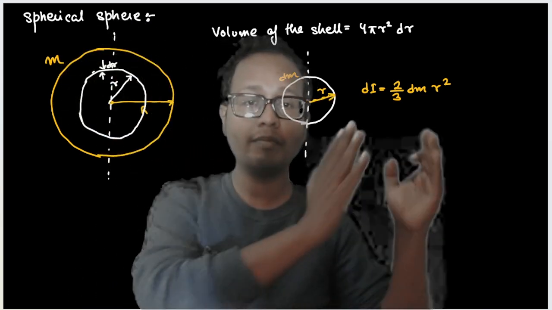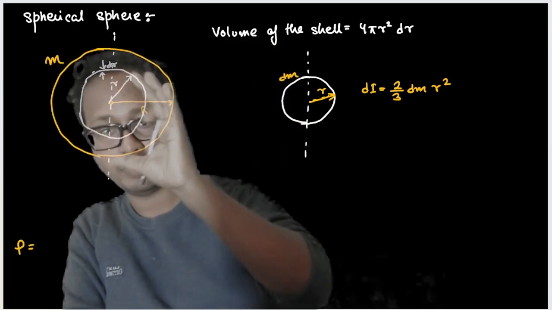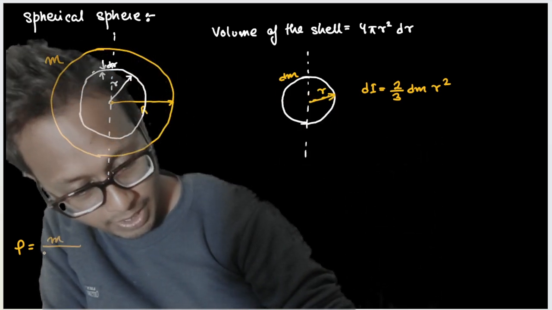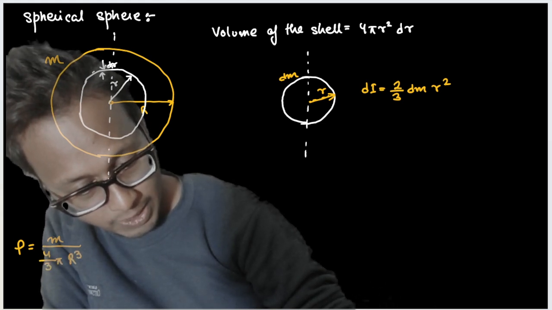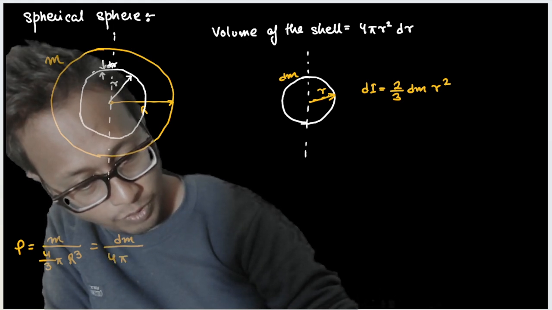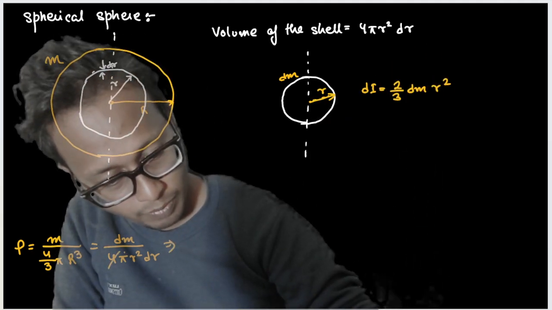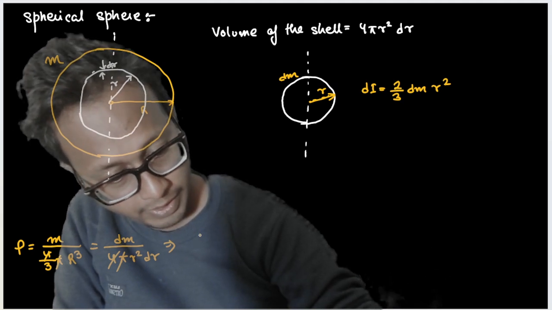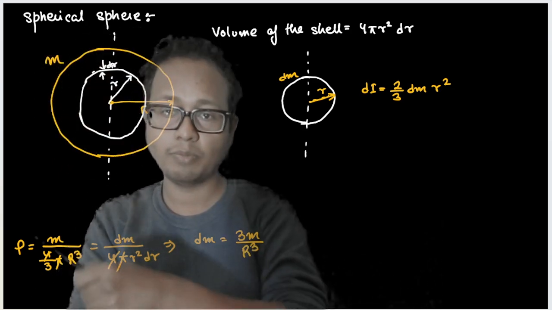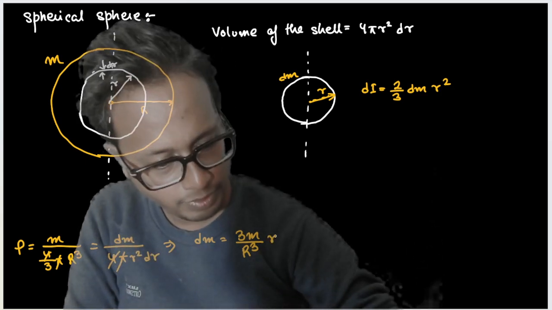Fair and fine. Now somehow I must relate dm and r, and to relate that, I use volumetric density. The density of the entire sphere is equal to the density of the shell, because both are made of the same material. And what is density of the sphere? Mass of the entire sphere divided by volume of the entire sphere, 4 by 3 pi R cube, is equal to mass of the shell divided by volume of the shell. What is volume of the shell? 4 pi r square dr. So out here, 4 pi, 4 pi get cancelled. dm is equal to 3m by R cube, these three would go upward, and this r square dr would go to the left, into r square dr.